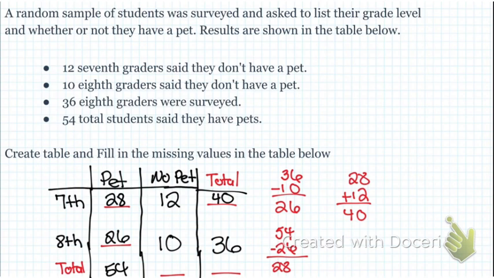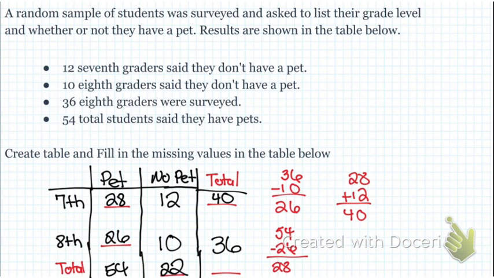Okay, then we got 2 more blanks left. We're going to save the main total for last. So if I look here, I got 12 and 10. 12 and 10 makes 22. So this blank here is going to be 22. Now we got 1 more major blank left, and that's the total amount of students who are being surveyed. So in order to do that, you can use either row or either column for your total, because they should be the same for each.